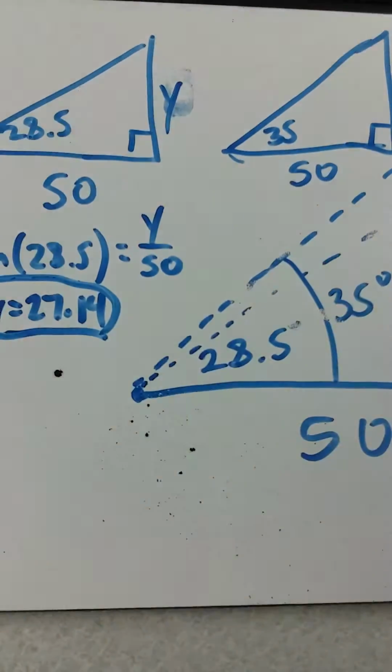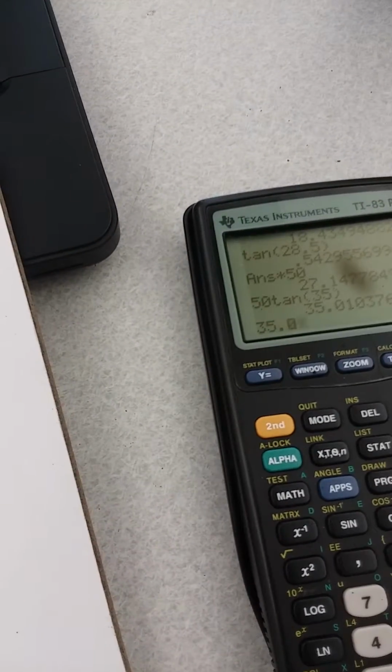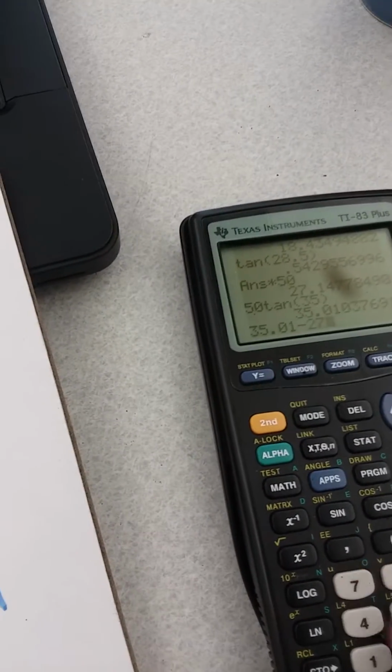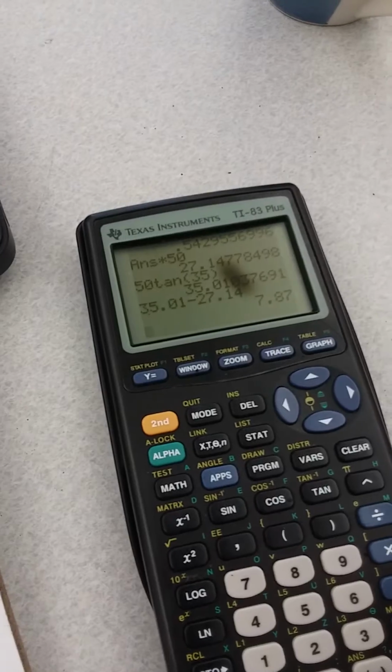Now all I have to do is find the difference between those two. So I'm going to say 35.01 minus 27.14. That gives me 7.87, which it looks like B is my best answer.